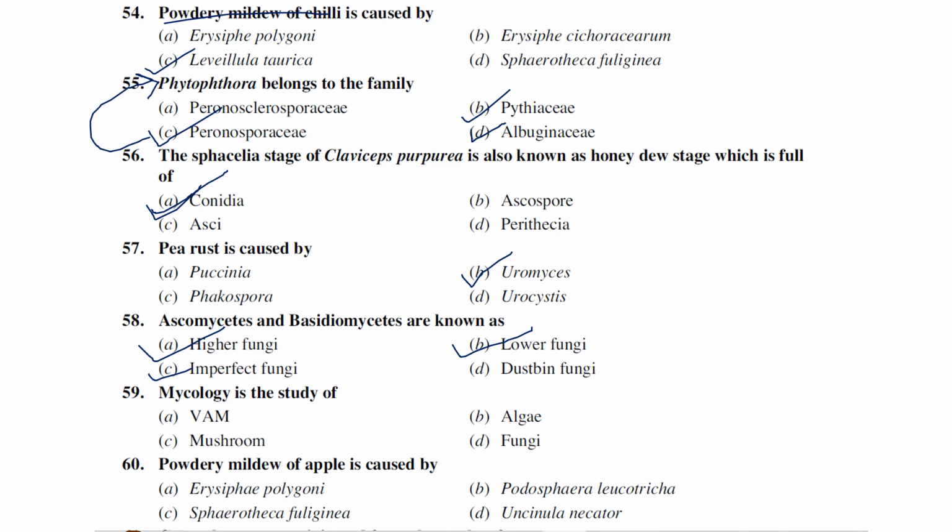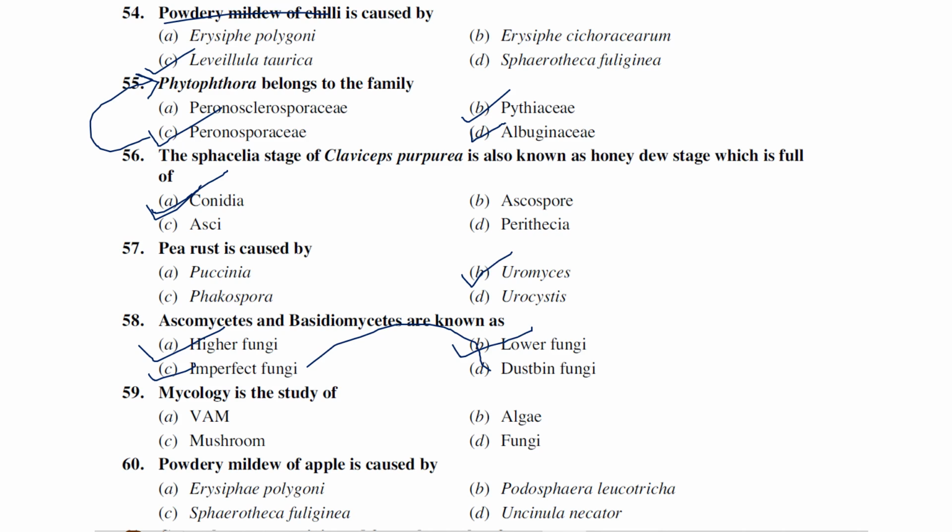Imperfect fungi means the fungi which completely lack sexual stages. We can call the Deuteromycota group of fungi, the Deuteromycetes group of fungi, imperfect fungi. We can also call them dustbin fungi. In the 2008 classification, this Deuteromycetes group of fungi was added to the Ascomycota group of fungi. Now it is actually under Ascomycota.